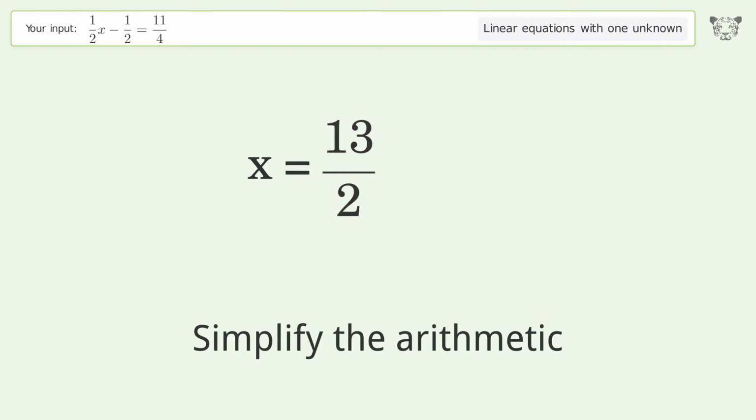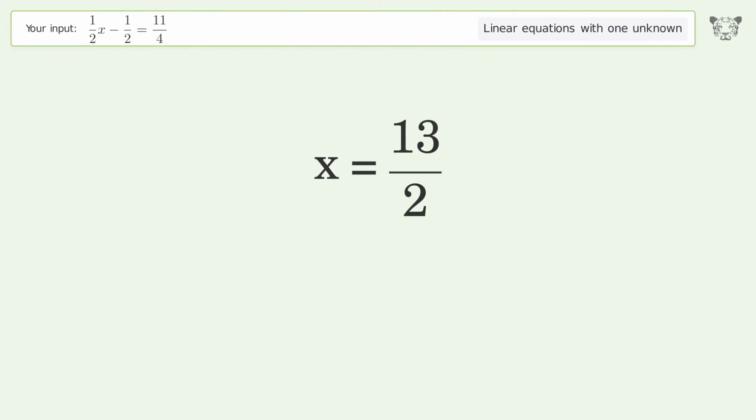And so the final result is x equals 13/2.